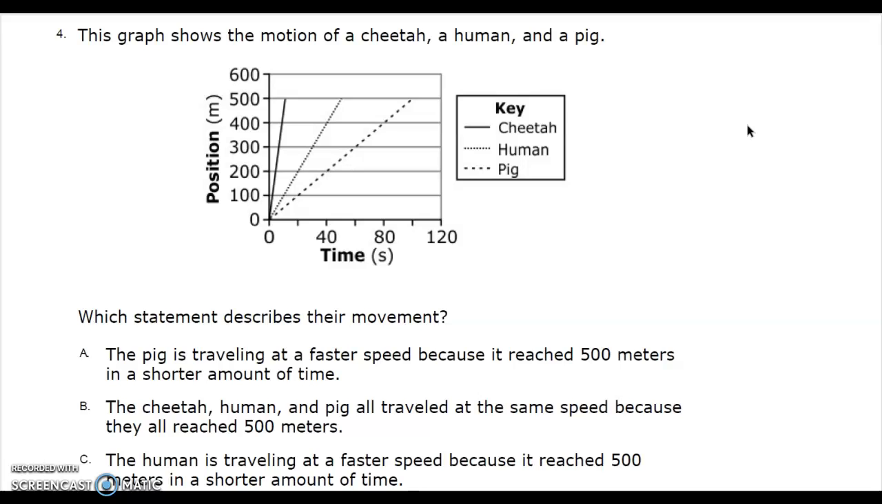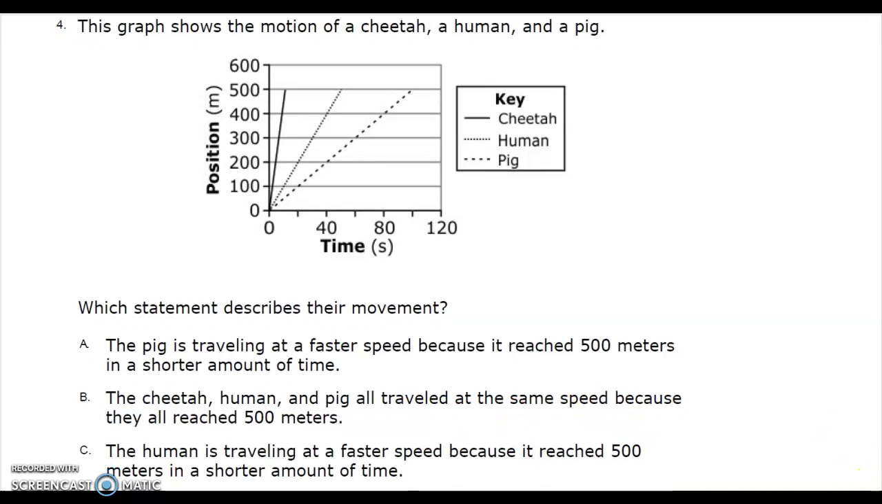We remember that the steepest line is the fastest object. So it looks like the pig is the slowest, even though his line is the longest. It looks like the human is the second slowest, and we know that the cheetah is the fastest, and that's just common sense. The pig is traveling at a faster speed? No. The cheetah, the human, and the pig all traveled at the same speed. If they traveled at the same speed, their lines would be the exact same steepness, so that's not the answer.